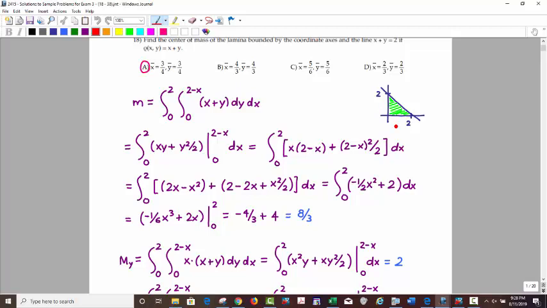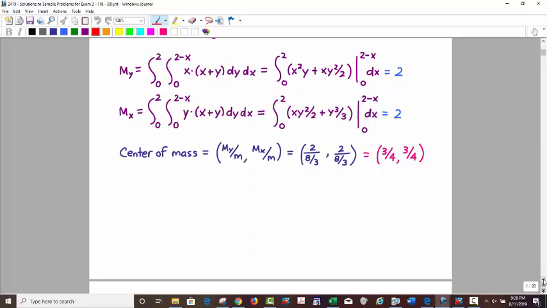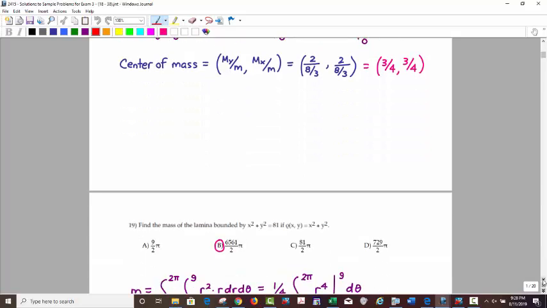So I guess the point I'm trying to make, let's say you came up with an answer of 3, 1. Well, 3, 1 would be out here somewhere. It'd be out of that region. So that means there's no chance that 3, 1 could be correct. The 1 could be correct, but not the 3. So we take a quick peek at that to make sure it fits in there. So that's good. And all right, so there's your center of mass.